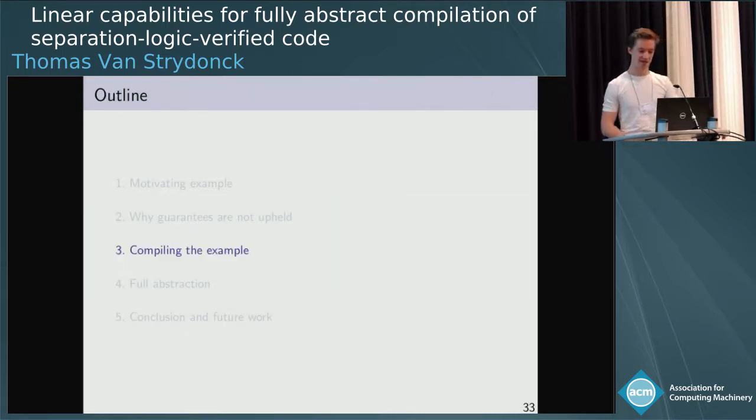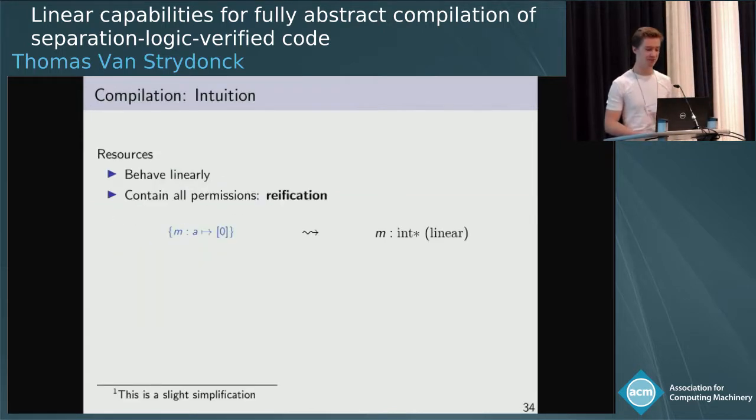So let's now have a look at how we're going to compile the example. Let's just start with the intuition behind the compiler. As we said before, the separation logic resources we have behave linearly, and they contain all the permissions to access the heap. So it makes sense to reify this resource M we have here into a linear capability M that also represents permissions to access a heap.